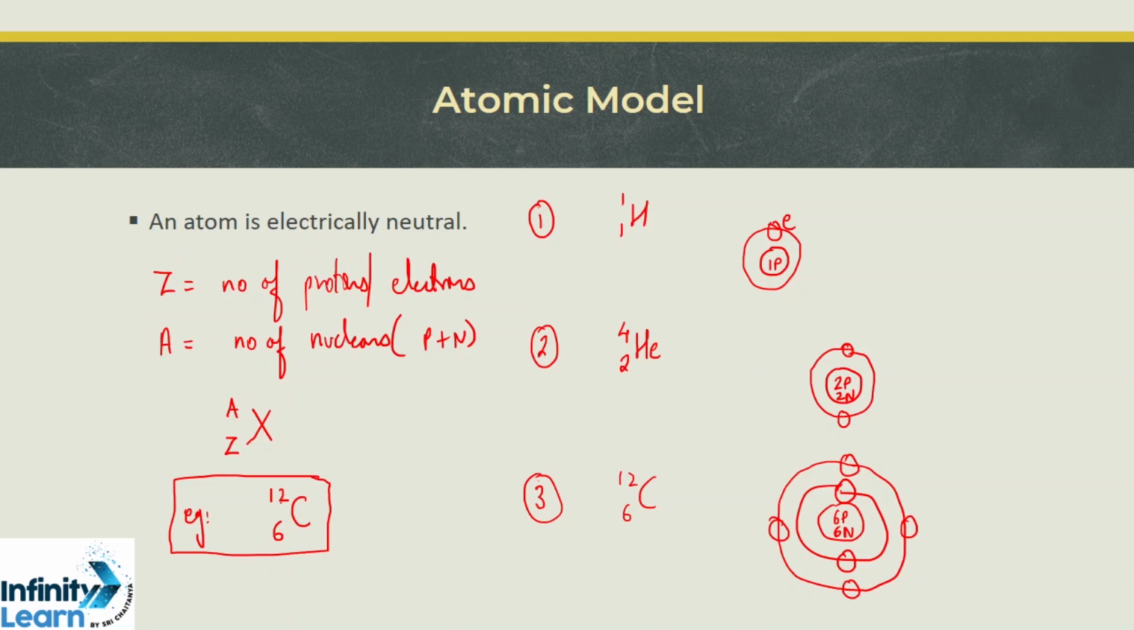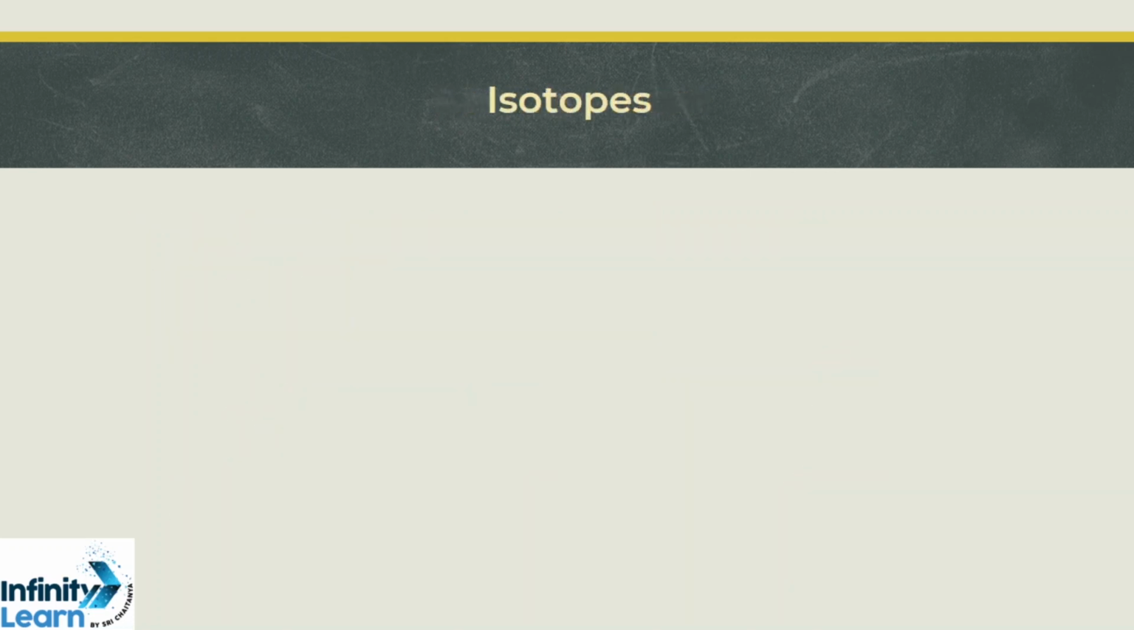So I hope the atomic model is clear to everyone. We have the central nucleus with protons and neutrons, and the electrons orbit around this nucleus in stationary orbits. Now the next topic that we are going to talk about is isotopes.